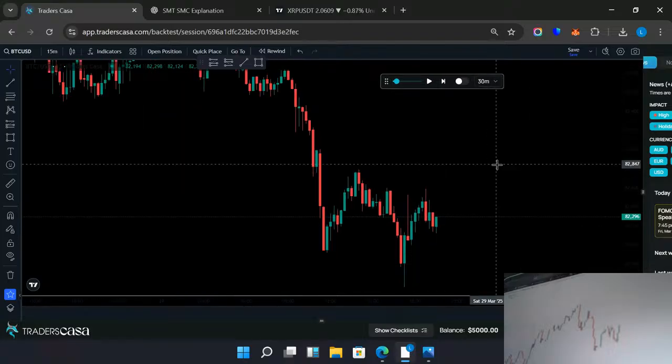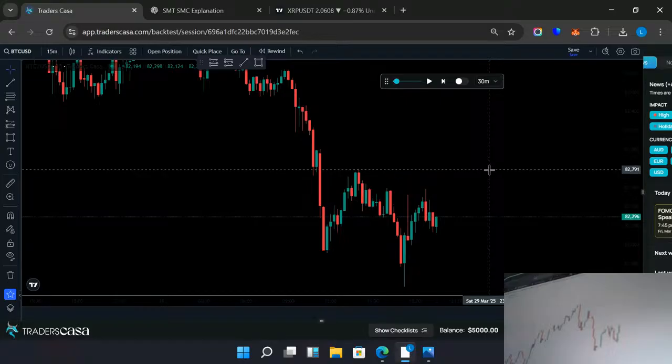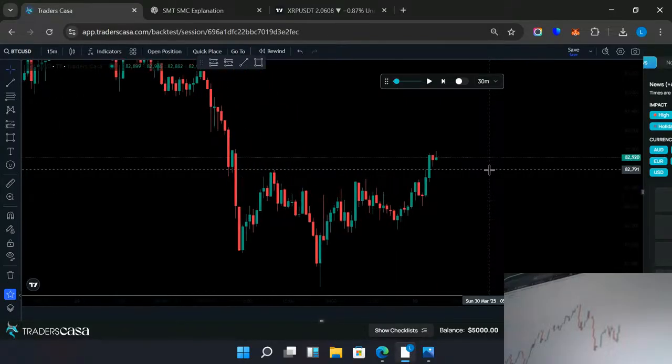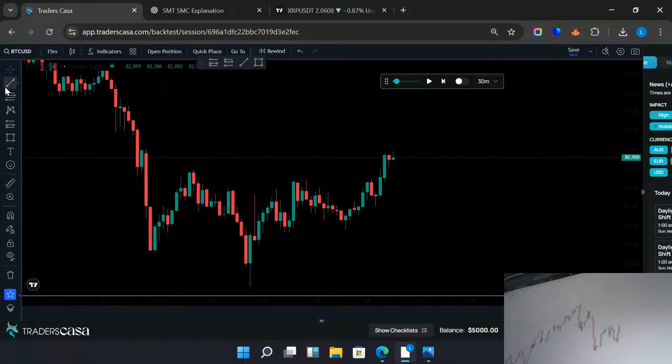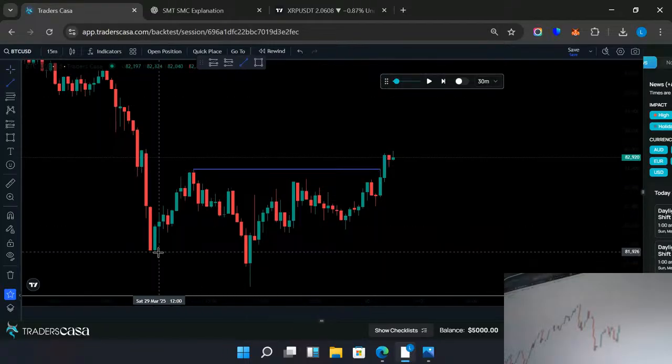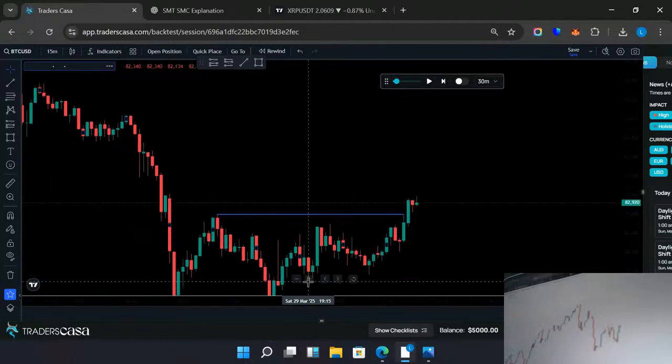And what I'm going to do is, let's, yeah. So now it needs to break this because that's a break of structure right there down. That's a change of character. Now let's mark everything on the chart first of all. That's not going to confuse us then. Now this is a break of structure right over here.